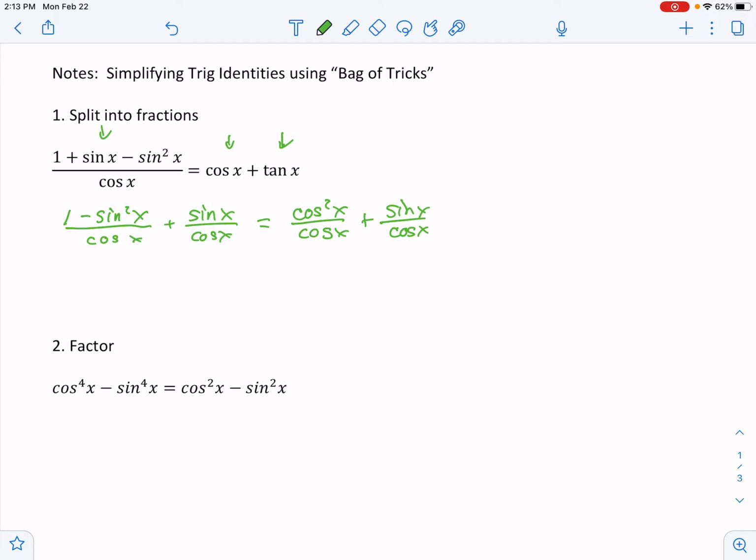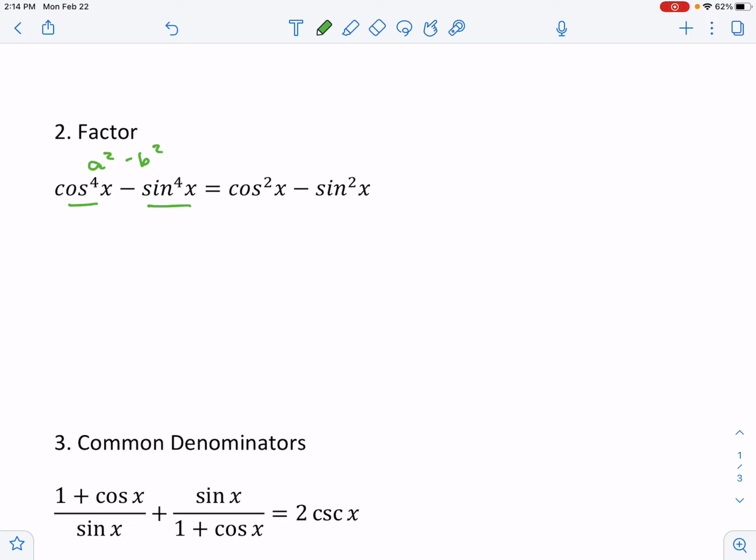Next one. They want you to factor. I end up with cosine squared, sine squared, so hopefully I can factor this. You recognize that that's an a squared minus b squared. So I have cosine squared x minus sine squared x times cosine squared x plus sine squared x. It's a difference of squares. Well, I know cosine squared plus sine squared is 1, and this is cosine squared x minus sine squared x. And that's what I was trying to prove. Done.